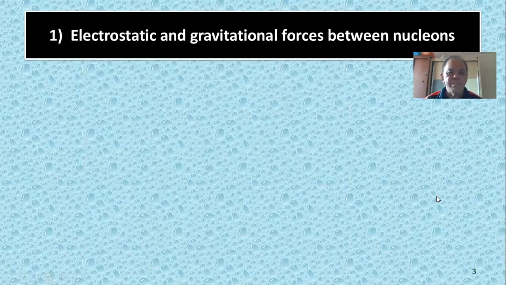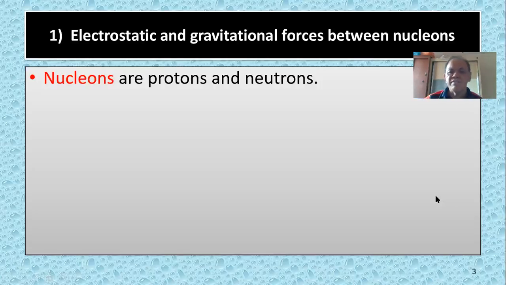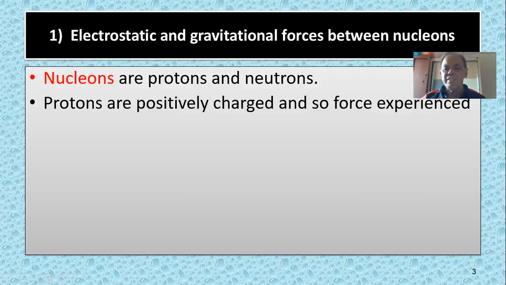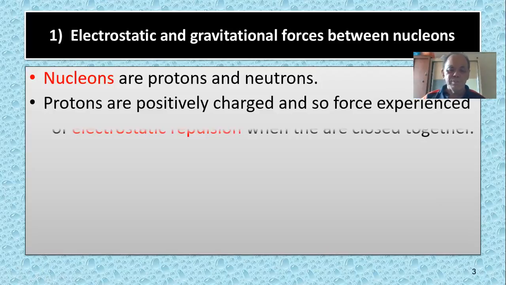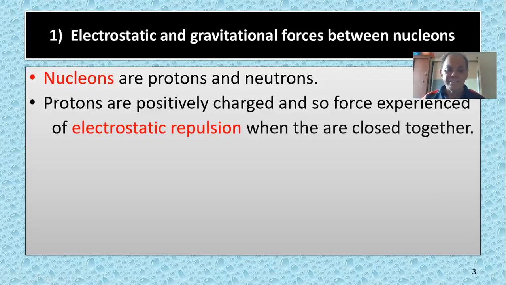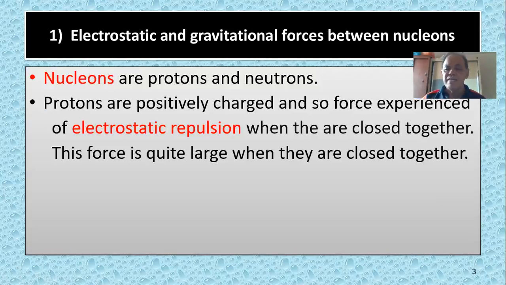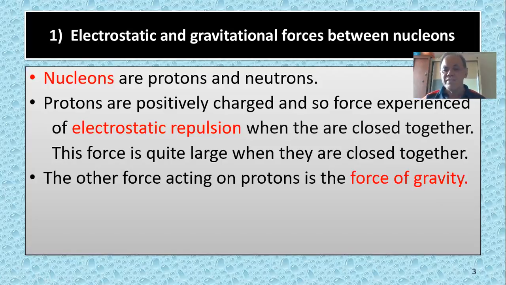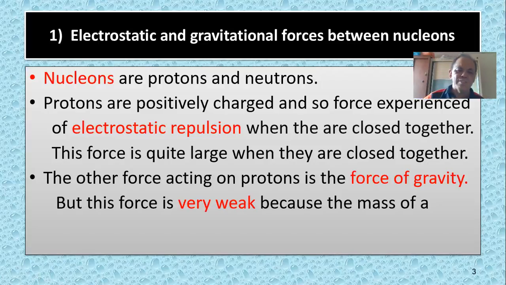The first thing to remember is the electrostatic and gravitational force between nucleons. Nucleons are your protons and neutrons. Protons are positively charged, so when protons come together, there's an electrostatic repulsion. This force can be quite large as the protons get closer together. The force of gravity between protons is negligible, very weak. That is why, usually when we study electrostatics, we don't bother about gravitational force. The mass of a proton is also very small.